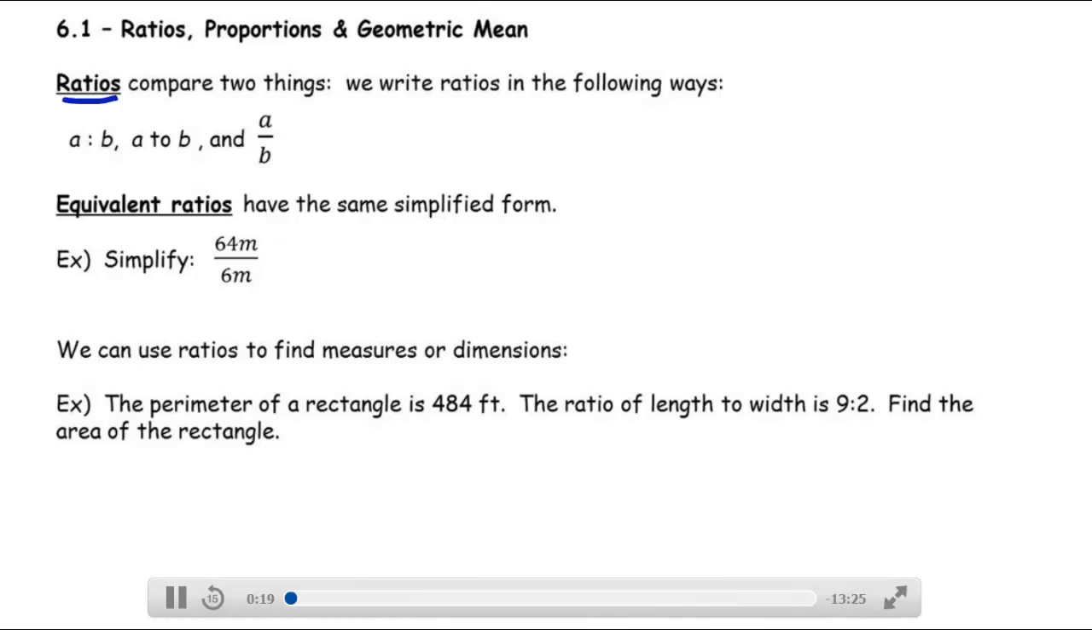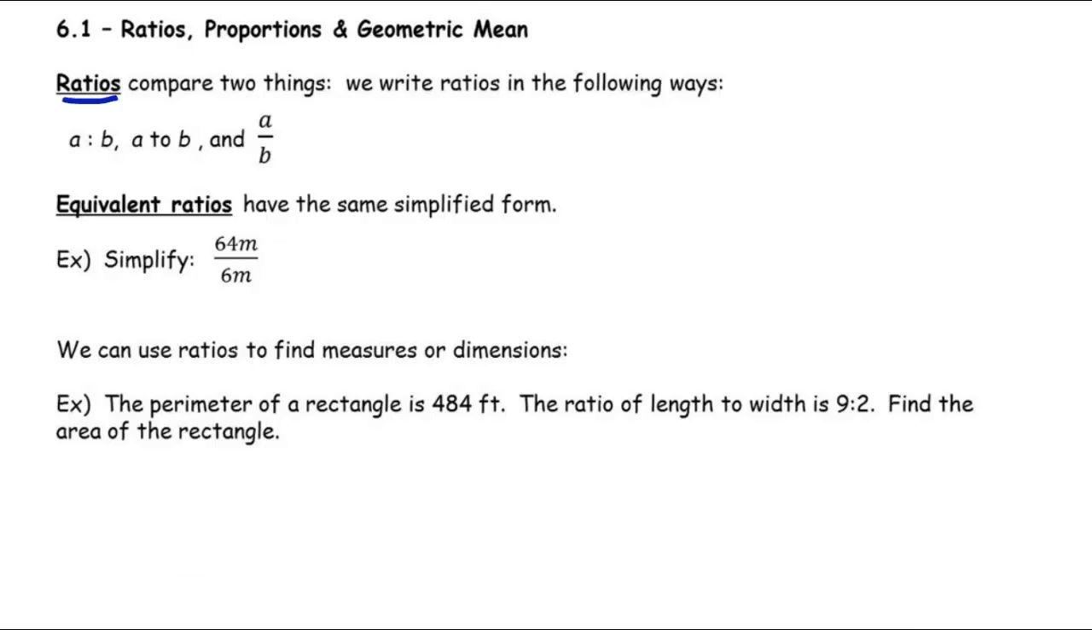Ratios compare two different things, two values. And we write ratios in one of the following ways: A to B, A colon B, or with the word to, A to B, when we're comparing two things. And for us, we're mostly going to be using A over B in fraction form when we're solving proportions. But first, let's talk about equivalent ratios.